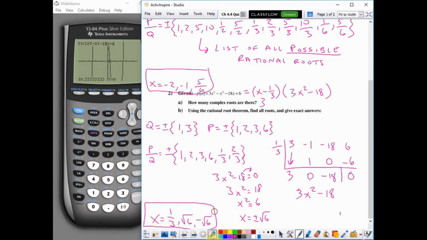And those are my three roots. One of them rational, two of them irrational. It's the rational ones we can find in the graph, the irrational ones we have to do a little more work for.